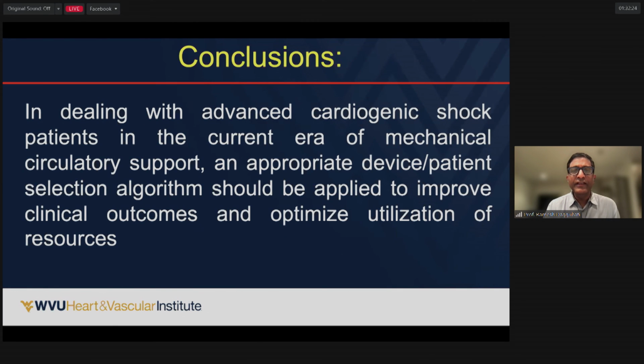In dealing with advanced cardiogenic shock patients in the current era of mechanical circulatory support, an appropriate device and patient selection algorithm should be applied to improve clinical outcomes and optimize utilization of resources in your particular institutions. If you do not have Impella, please use balloon pump and ECMO. I don't think there's anything wrong with that. I don't think we can just say that you don't know how to use it, but you still have to use it; that is foolish to recommend. So, use the resources available to you.